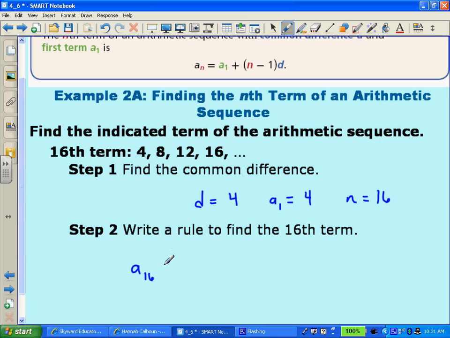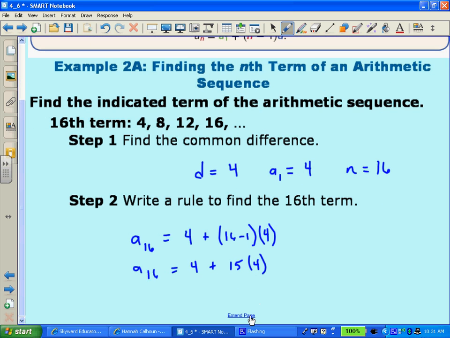So a sub 16, meaning the 16th term of the sequence, is the first term, which is 4, plus 16 minus 1 times the common difference, which is 4. That gives me a sub 16 equals 4 plus 15 times 4.